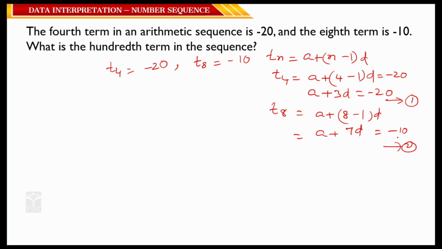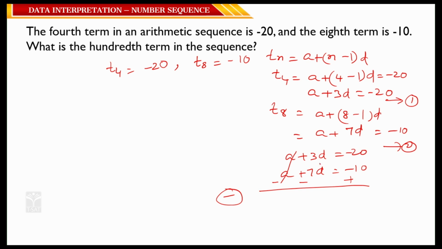Simple linear equations. Solve these two simple linear equations: a plus 3d equals minus 20, and a plus 7d equals minus 10. Simple linear means subtract these two equations. Minus plus, so a and a get cancelled. 3d minus 7d is minus 4d, and minus 20 plus 10 is minus 10.